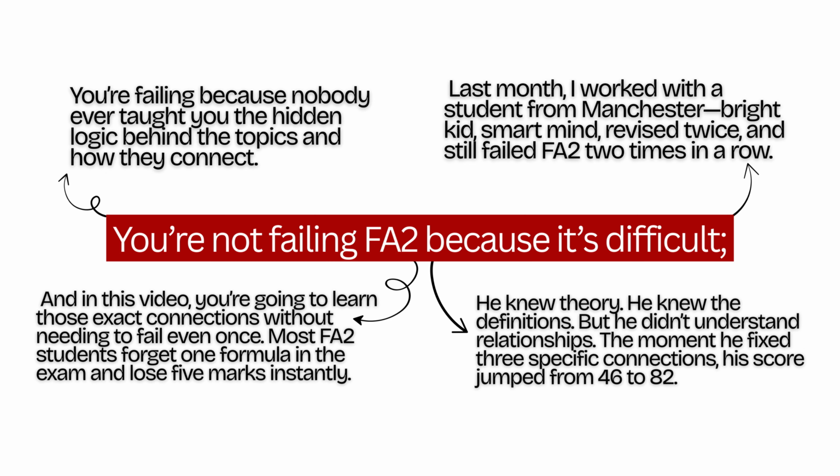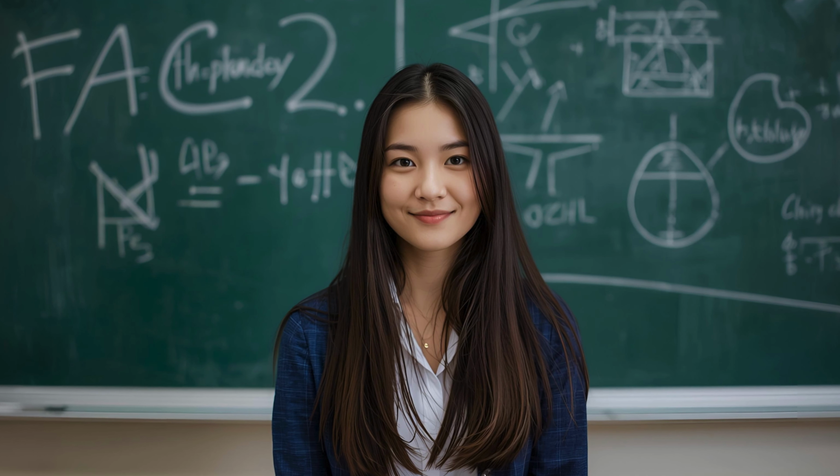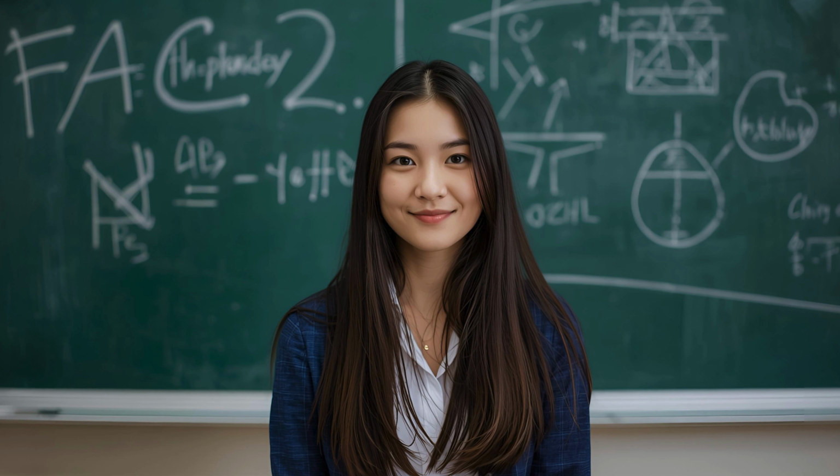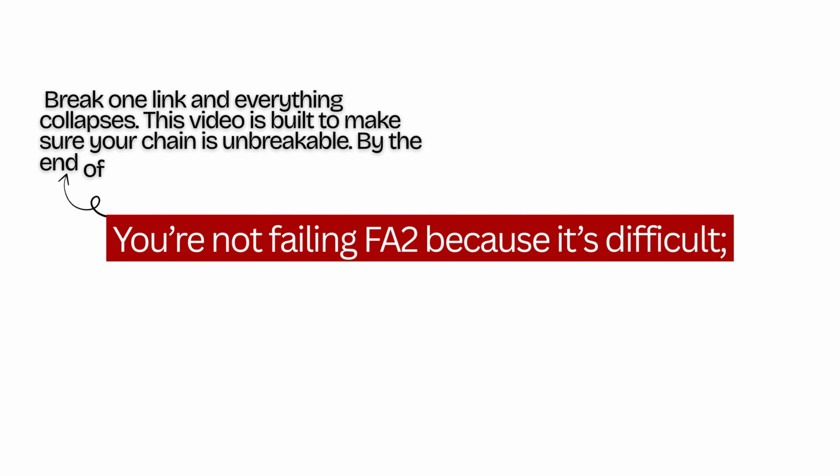Most FA2 students forget one formula in the exam and lose 5 marks instantly. It's not because they're weak. It's because FA2 is structured like a chain. Break one link and everything collapses. This video is built to make sure your chain is unbreakable.